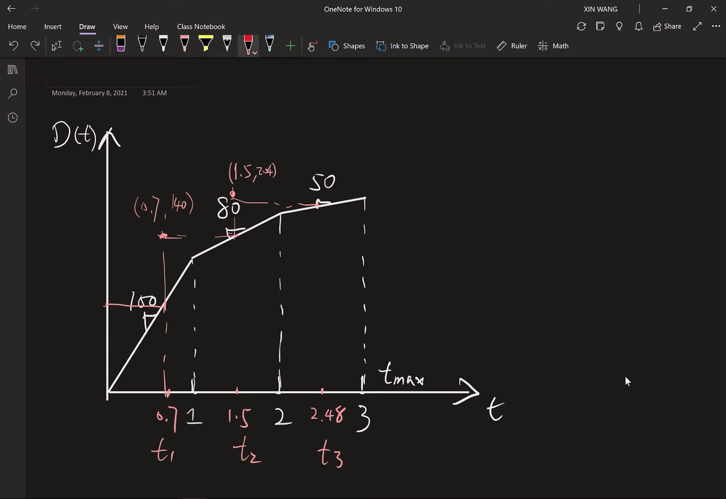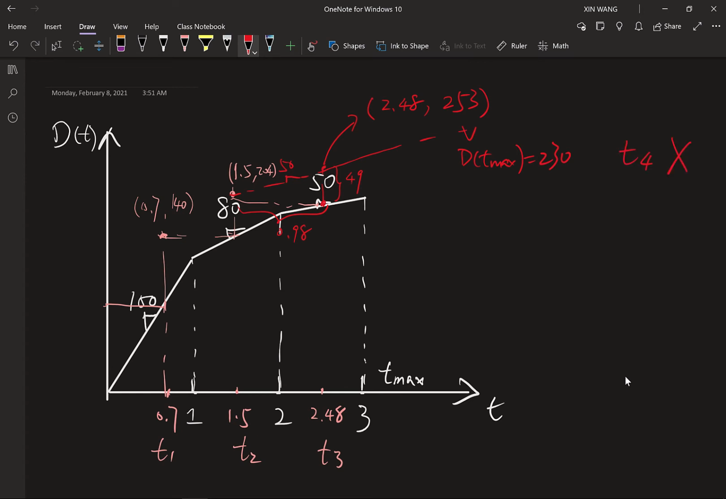So now if we project T4, we need to do a parallel line and then find the intersection. So we know this line's 0.98 and this gradient is 50. So we know this length is 49. So we can further get this point to be, so we know like this is already greater than dt max, which is 230. So there will be no T4.